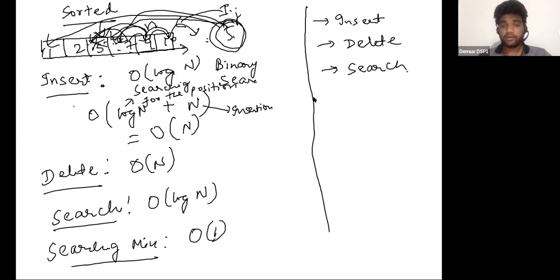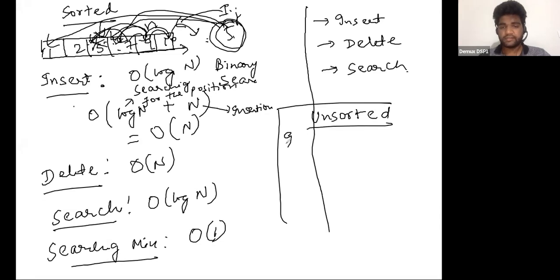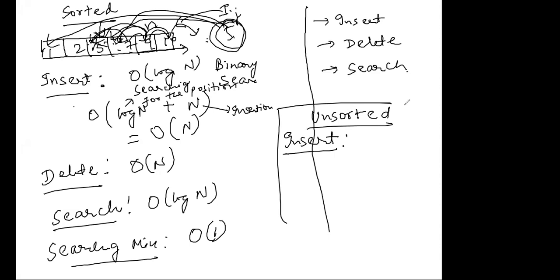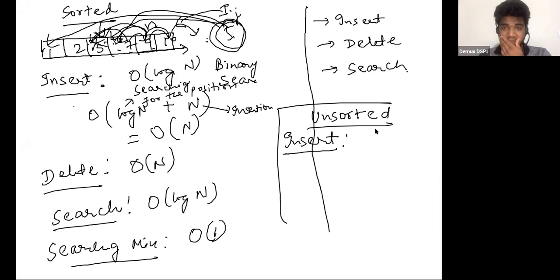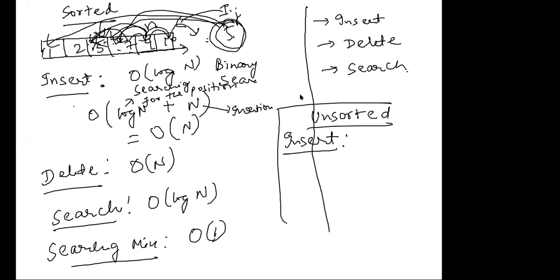Now let's talk about unsorted array. So what will be the complexity of insertion in an unsorted array? O of n. Why? It's actually O of 2n, right?